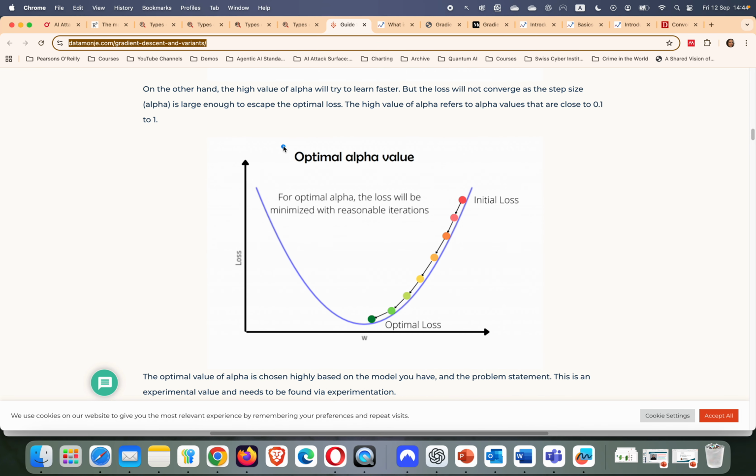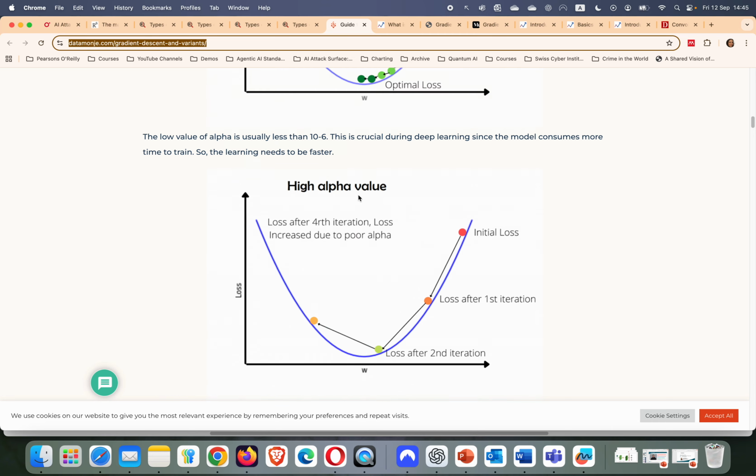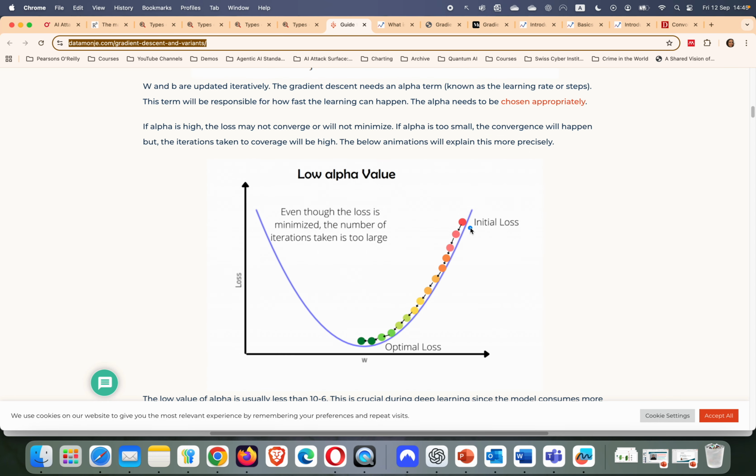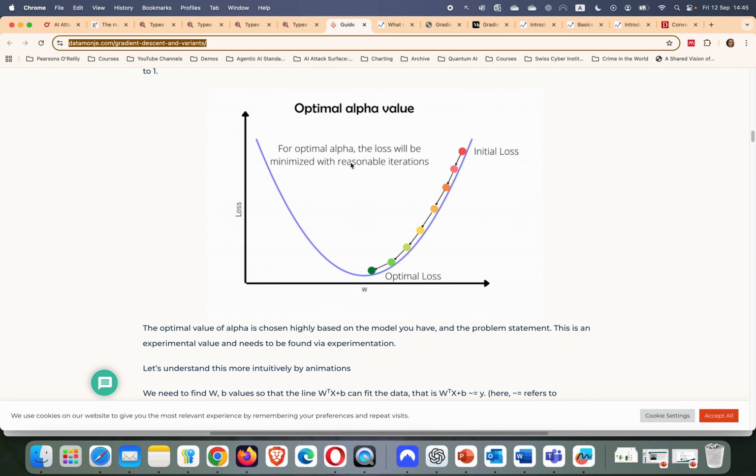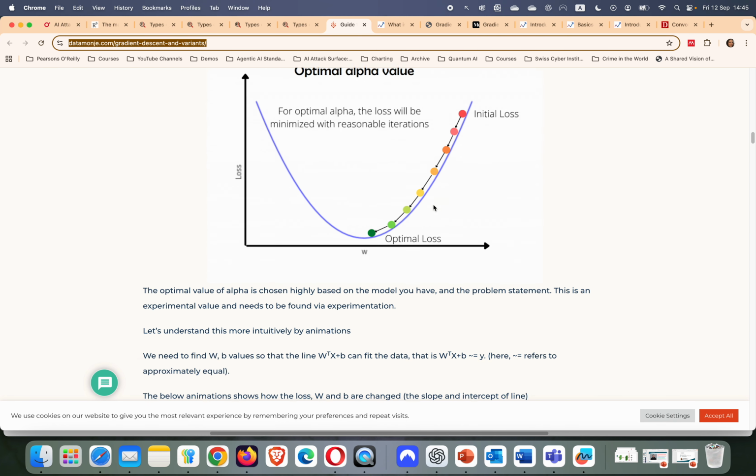Then you have the optimal alpha value, where this is minimized with reasonable iterations. So here you would have, let's say, a more proportionate number of iterations. So that's 3, 4, 5, 6, 7, 8. Only 8 iterations. And in the first one, as you can see, we had a lot more than 8. So that's why this was not the ideal solution. So this is the optimal alpha value.